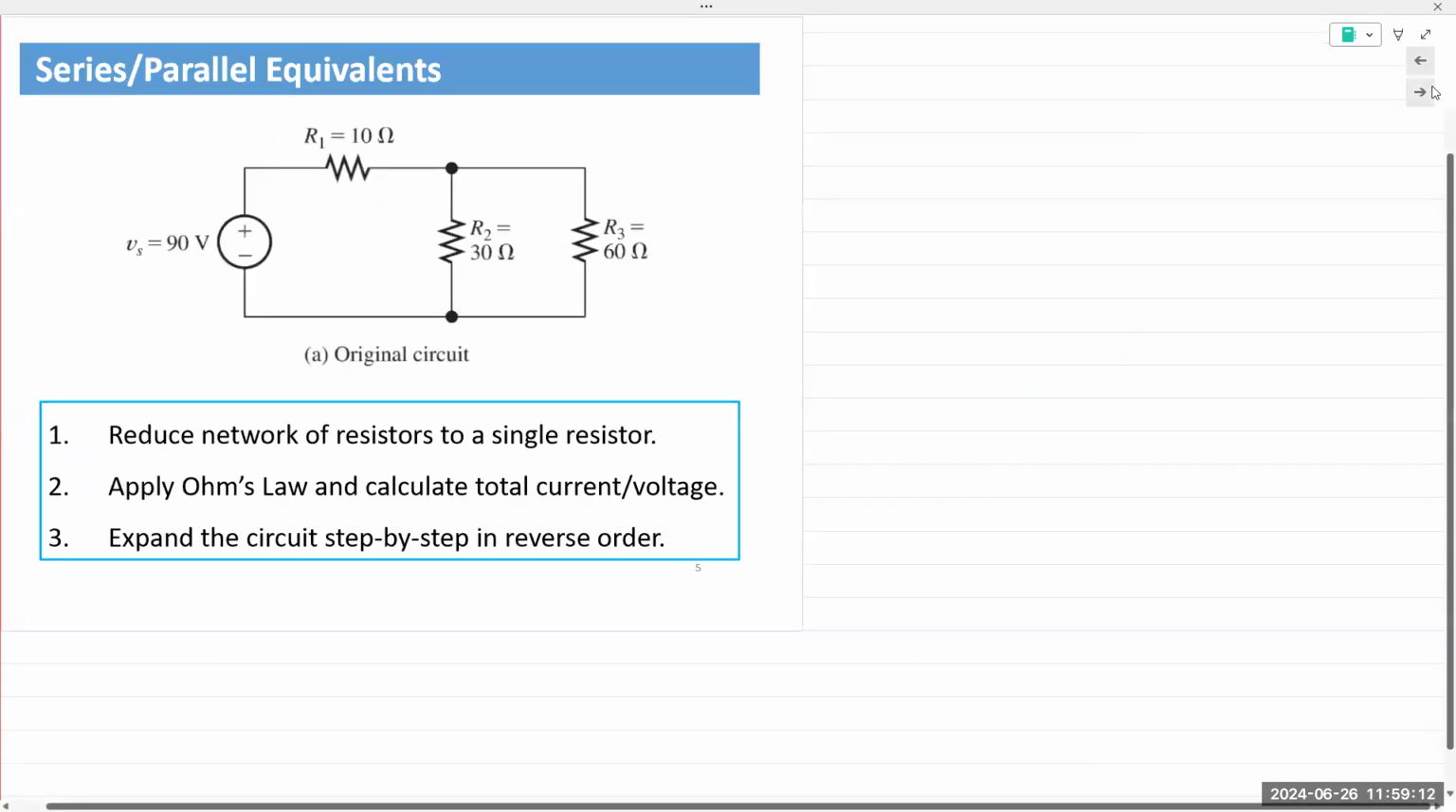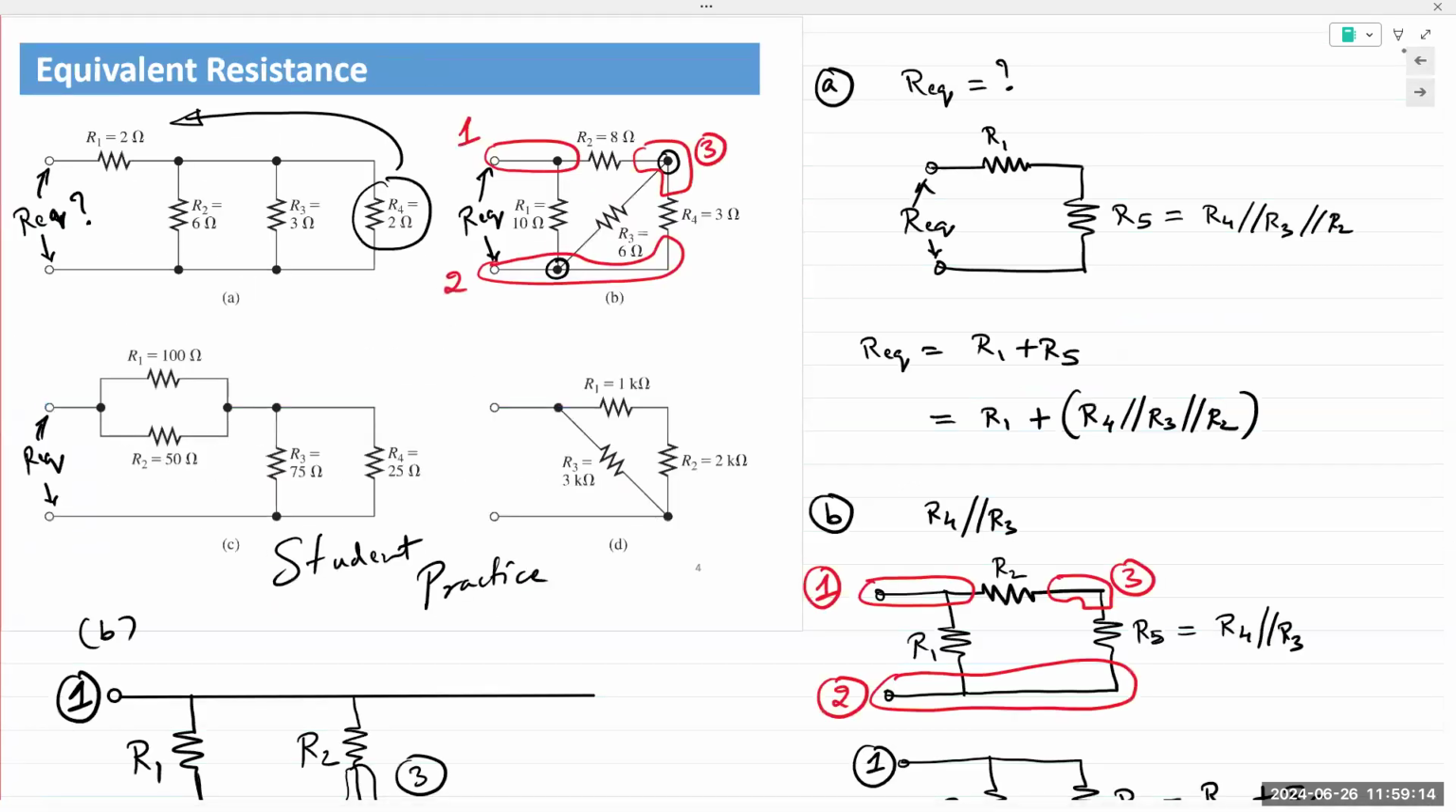And again, as I stated, it's not always possible to reduce all circuits, but for most circuits that are reducible, this technique will work.